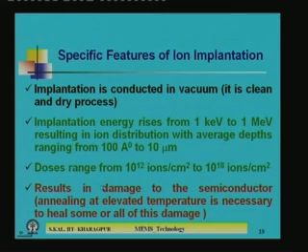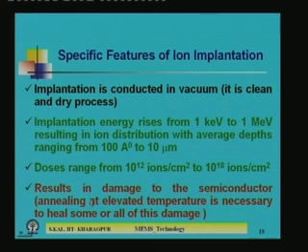Doses range from 10^12 ions per centimeter square to 10^18 ions per centimeter square. Dose basically gives you the resistivity value. Energy gives you the junction depth, how much deeper you can implant the dopant atoms. And concentration, which gives you the resistivity or conductivity of the layer, will be decided by the dose. So it can range from 10^12 to 10^18 ions per centimeter square.